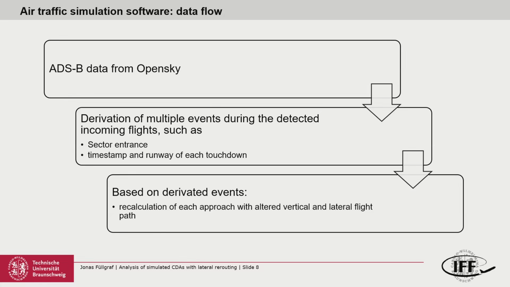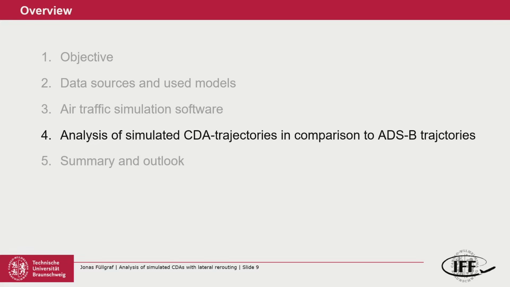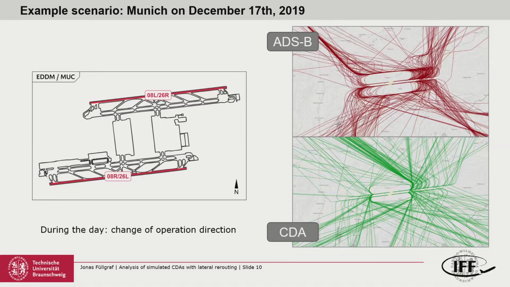Okay, let's shift to the analysis of the simulation data. As a short introduction, I would like to show you an example scenario. This is the traffic situation at the Munich airport on December 17th in 2019. On the left side, you can see an overview of the airport. In total, the airport has 2 runways, which can be operated completely independent.